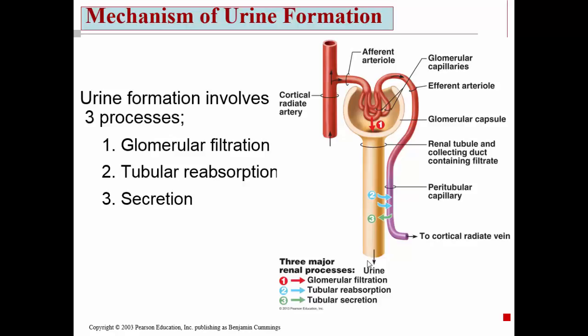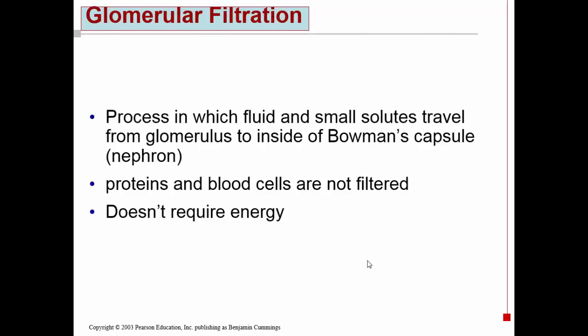but still keep in mind that this is a very superficial view of urine formation. For more detail, look in your textbook. So again, the first process is called glomerular filtration. This happens in the renal corpuscle, and this is a process in which fluids and small solutes are going to filter from the glomerulus into the Bowman's capsule.